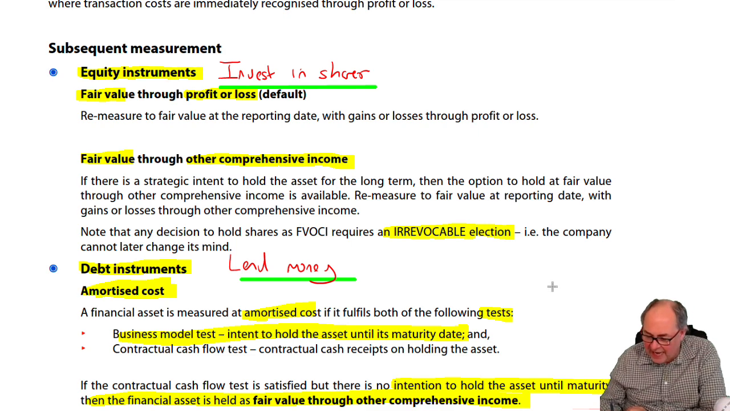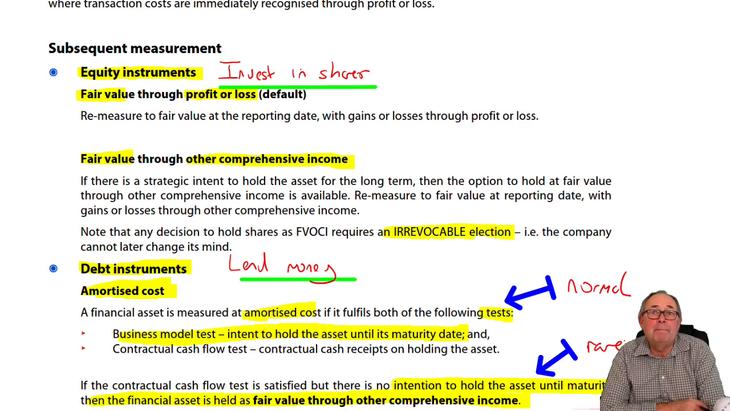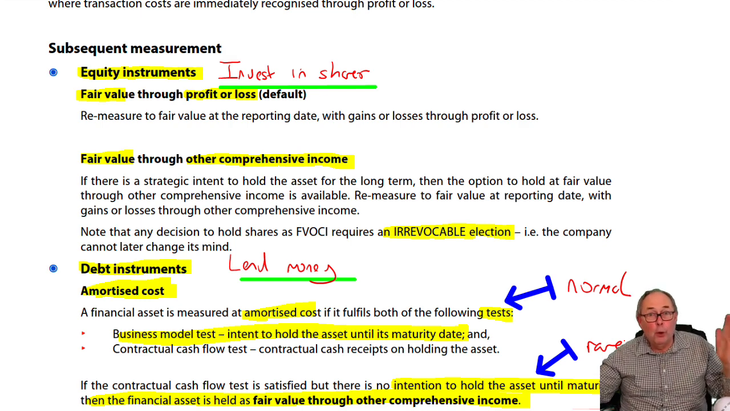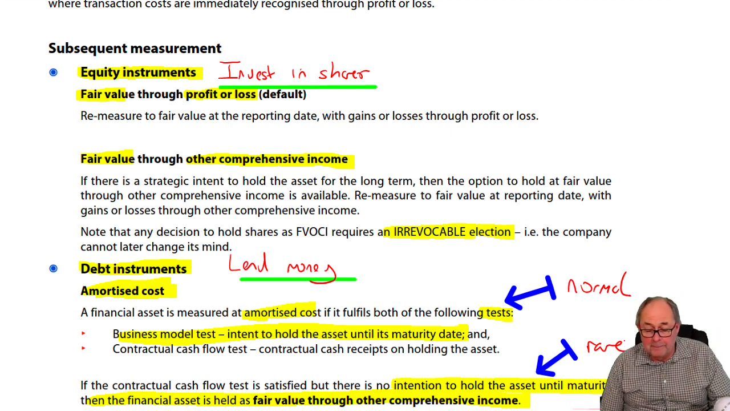But for the sake of the exam, the key thing is that this is the normal position. This one down here is rare, unless you are Barry or Brianna, the bond dealer. So this one here is a much rarer situation. We will look at some numbers around this in a bit. So initially, shares, always fair value, gains and losses, either P&L or OCI. Debt instruments, normally the cost model, so don't worry about fair value unless you actually trade these debt instruments on.